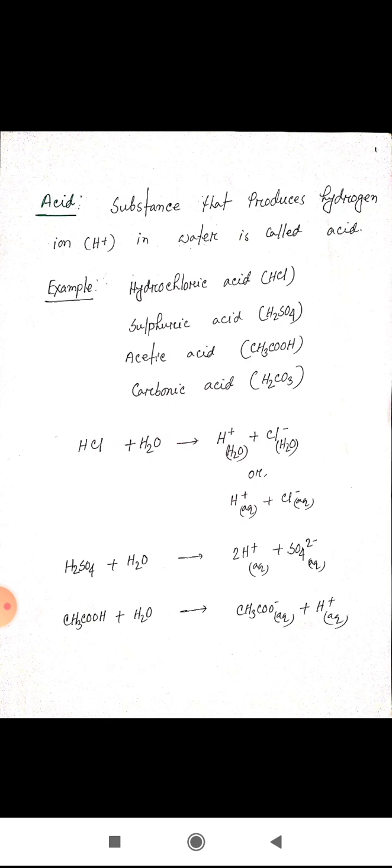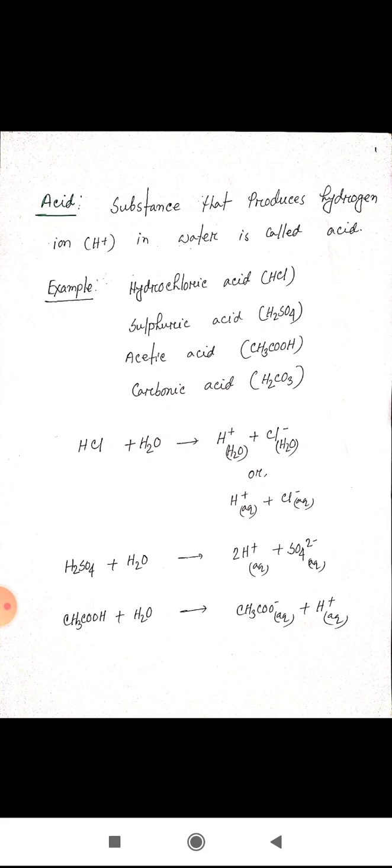So here we say hydrochloric acid plus water equals H plus, that means hydrogen ion, plus Cl minus. The subscript aq on H plus denotes the proton or hydrogen ion is dissolved in water. On the other hand, the subscript aq on Cl minus, I mean chloride ion, denotes it dissolves in water. Or we can write it also H plus Cl minus, that is aqua. Aqua means water.